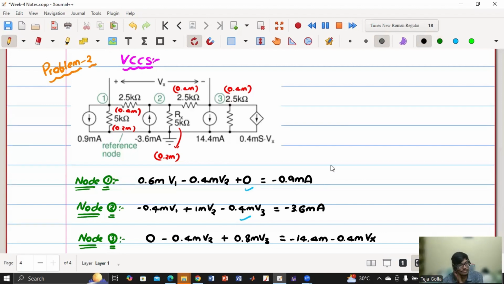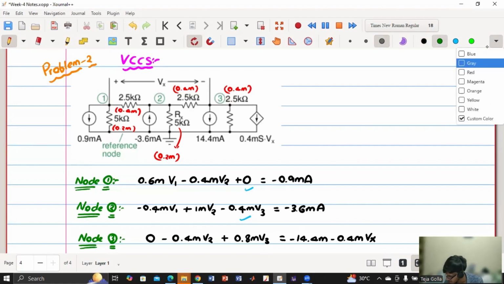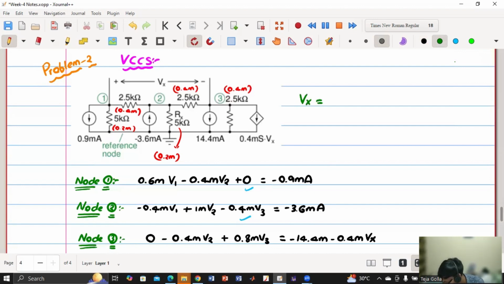Everyone agree with this? Or do you have any queries? Yes, sir. So now what is Vx in terms of V1, V2 and V3? Can someone tell what is the value of Vx in terms of V1, V2, V3?